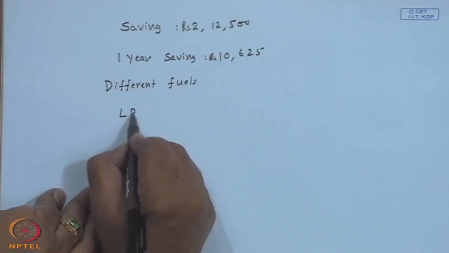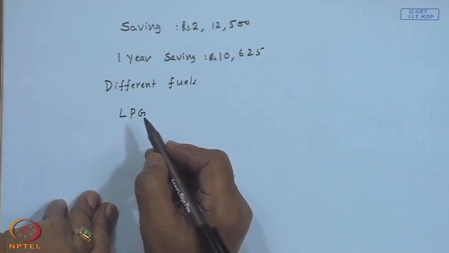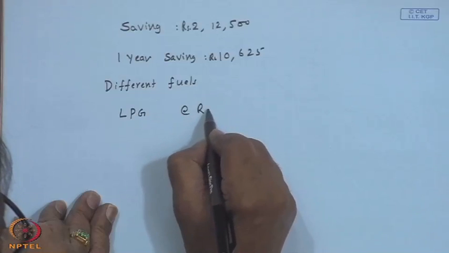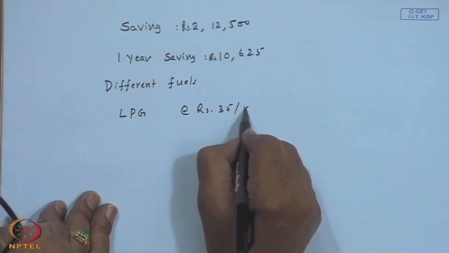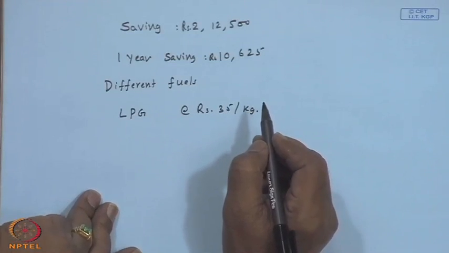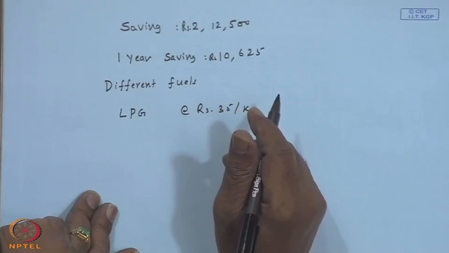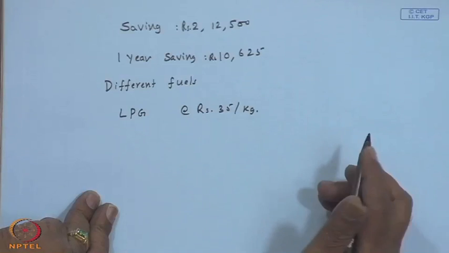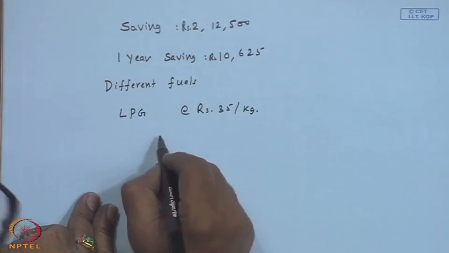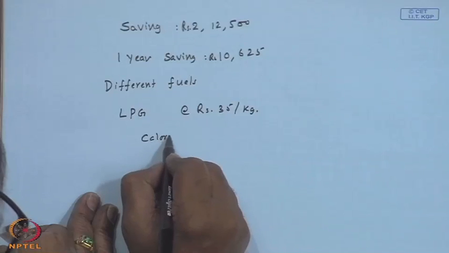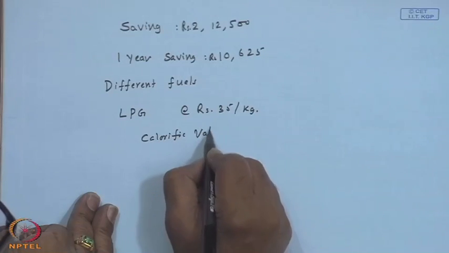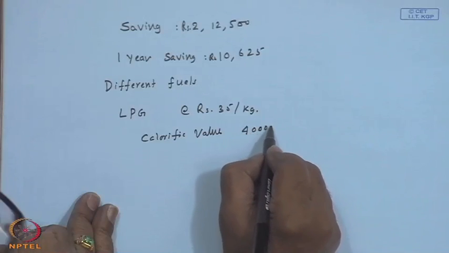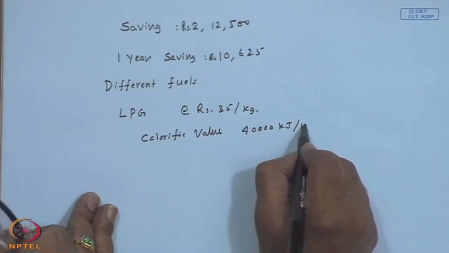If you take LPG, I have considered it at Rs 35 per kg. I am not really sure whether it comes under the recent hike or not. I took it about 450 rupees for a 14 kg cylinder, that comes to 35 rupees a kg, and it has a higher calorific value of 40,000 kilojoules per kg.